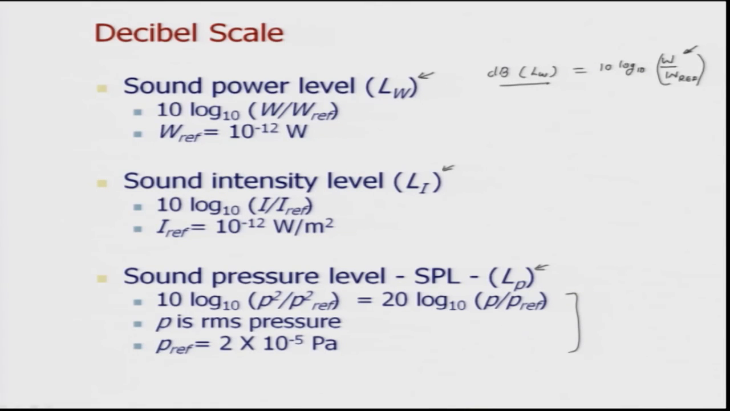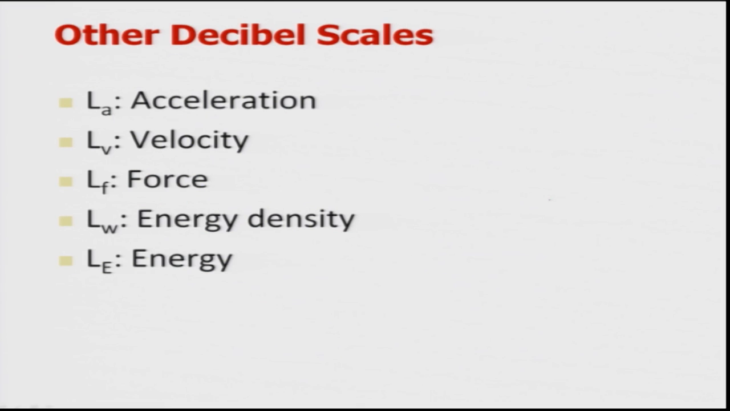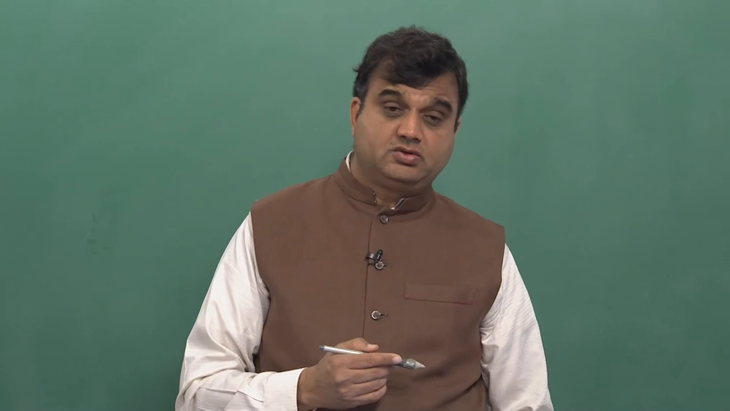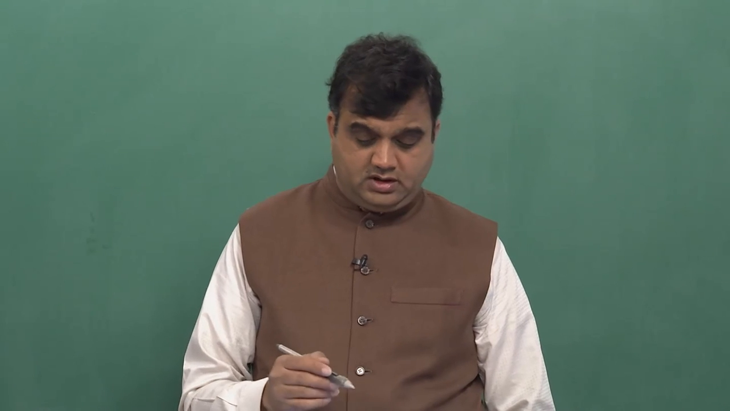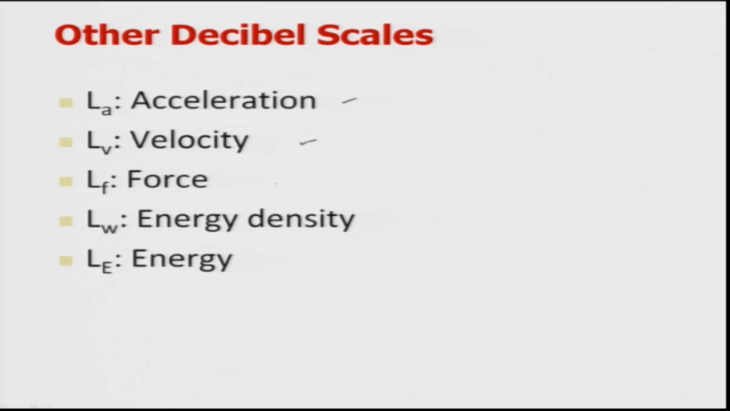So we have seen that on the decibel scales, there are three important sound levels: power level LW, intensity level LI, and pressure level LP. And these are the definitions. These are the most popular definitions of decibels, but there are several other decibel scales also. The decibel scale is not only used for sound, it can also be used for acceleration, velocity, force, energy density, and energy. Now these may or may not be related to sound, but in literature you will find that decibel is used in several contexts. So when you use this term decibel, you have to be careful.